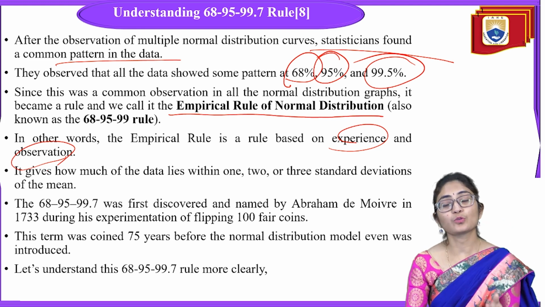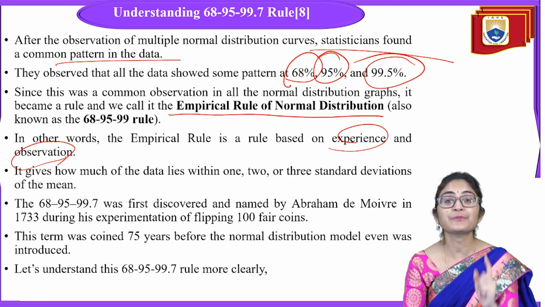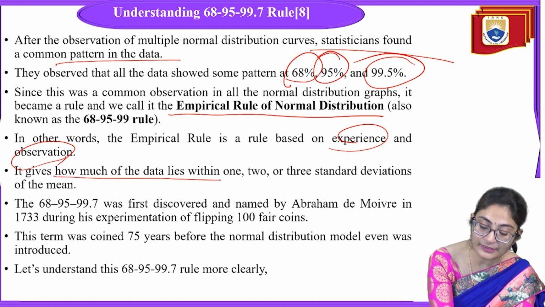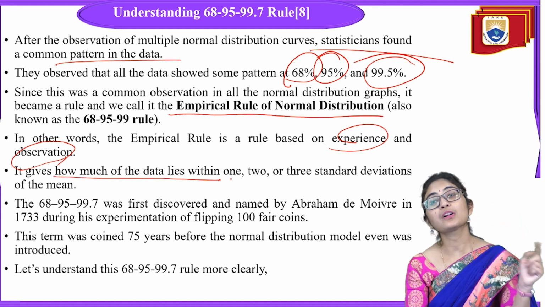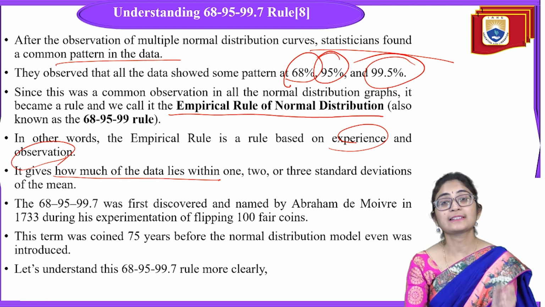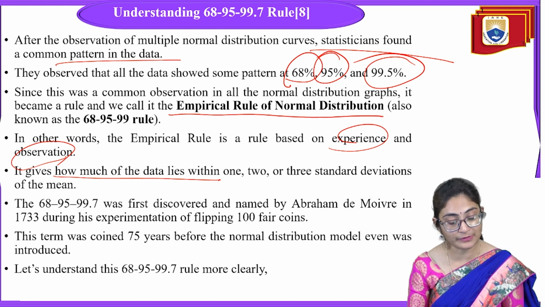Empirical rule is totally based on what you have experienced and what you have observed. On that basis, you can find out your empirical rule. It tells how much of the data lies within 1, 2 or 3 standard deviations.